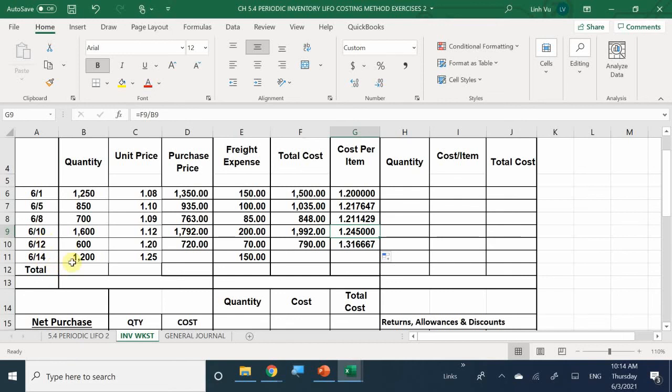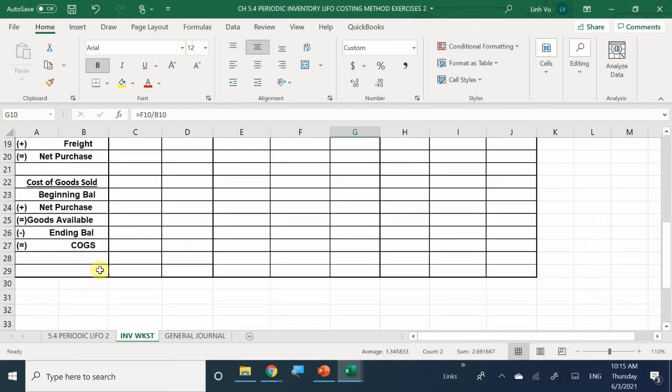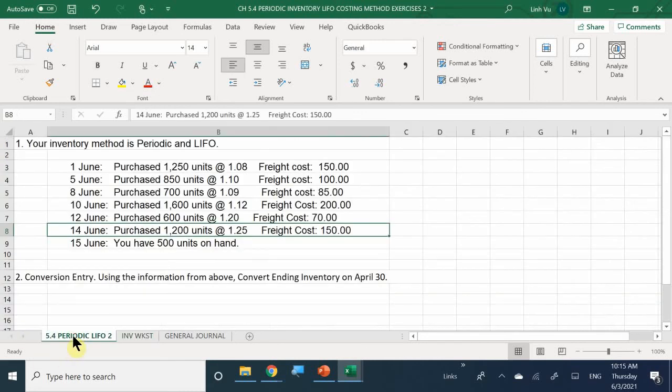June 14, if we purchase an additional 1,200 units at $1.25, what's my total purchase price? 1,500. 1,500 plus 150 freight gives me a total cost of 1,650, which brings my total cost per item to 1.375. All right. So once again, now that we've reached the end of the table, let's go look at the scenario real quick.